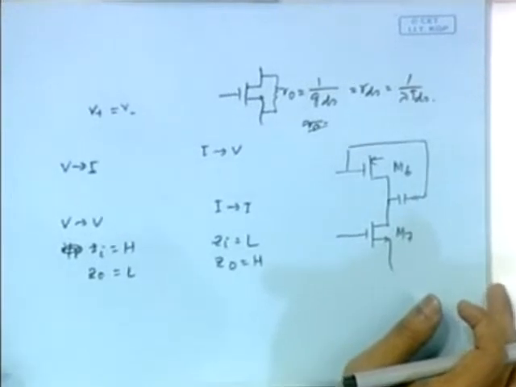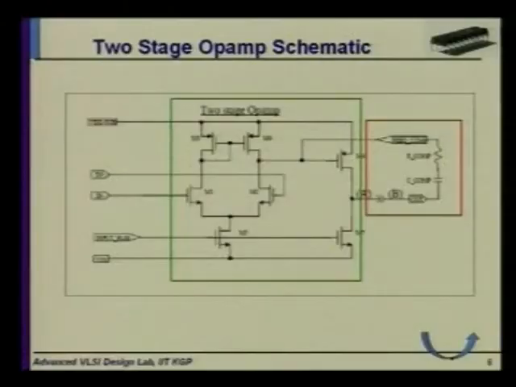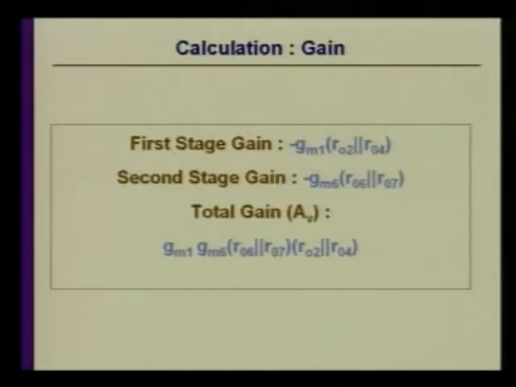Is this visible? Yes. So what is the voltage gain of the second stage? The second stage voltage gain should be minus gm6 times (ro6 parallel ro7), because the input of the second stage is the gate of the M6 transistor, so gm should be associated with M6. Similar to the first stage. So the overall gain is gm1 times gm6 times (ro6 parallel ro7) times (ro2 parallel ro4). Clear?